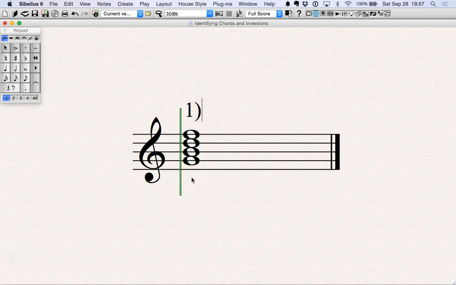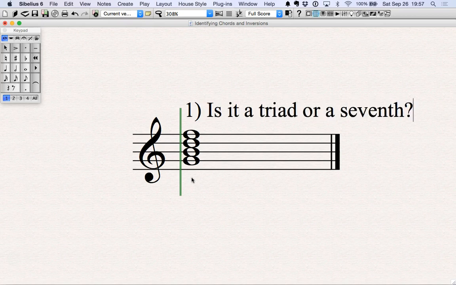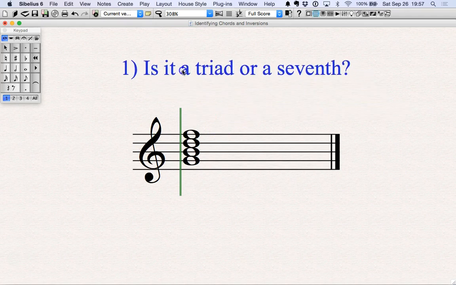to at least include it right off the bat and keep it in your mind: ask yourself, is it a triad or a seventh? Now that seems so obvious, right? Like you're looking at a chord and you're asking yourself whether it's a triad or a seventh, and it seems like you never make that mistake. But it happens more often than you think.